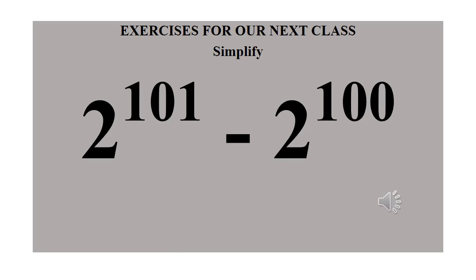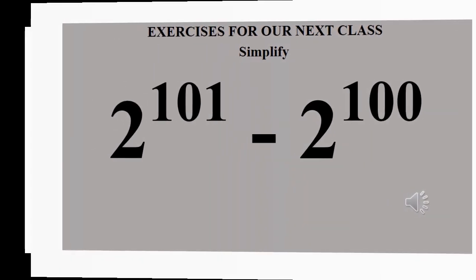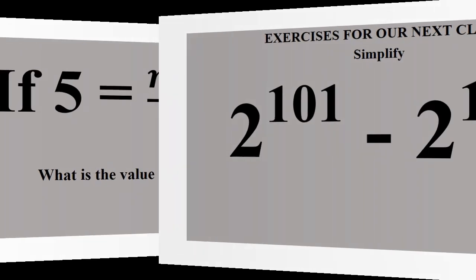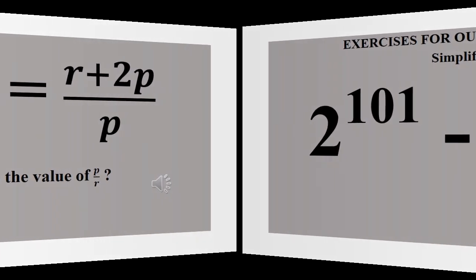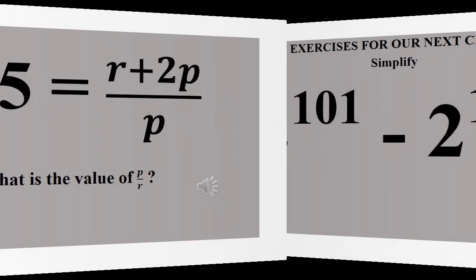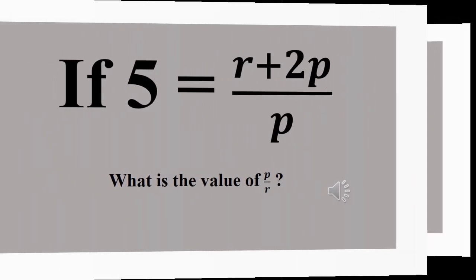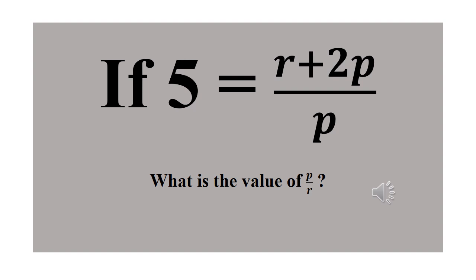So for our next class, we consider the following exercises. Number 1, simplify 2 raised to power 101 minus 2 raised to power 100. Number 2, if 5 equals r plus 2p over p, what is the value of p over r?